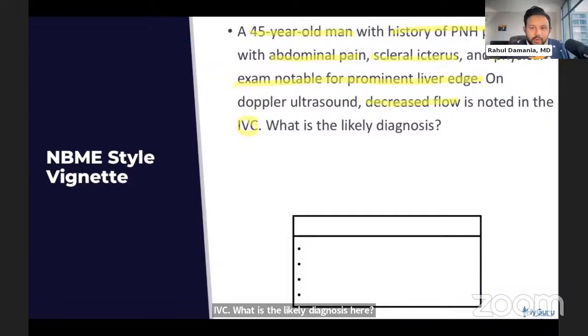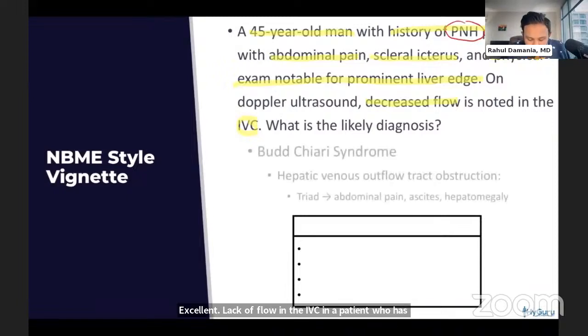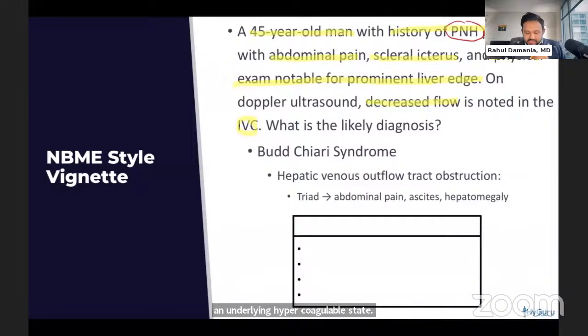Excellent. Lack of flow in the IVC in a patient who has an underlying hypercoagulable state. You're absolutely correct. That is going to be Budd-Chiari syndrome. The triad here is abdominal pain, ascites, and hepatomegaly. And recall, it's because if the IVC is messed up, you are going to have liver congestion, and that then is going to present in your vignette as hepatomegaly in the physical exam.